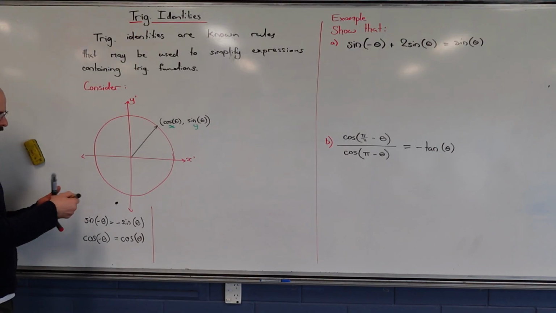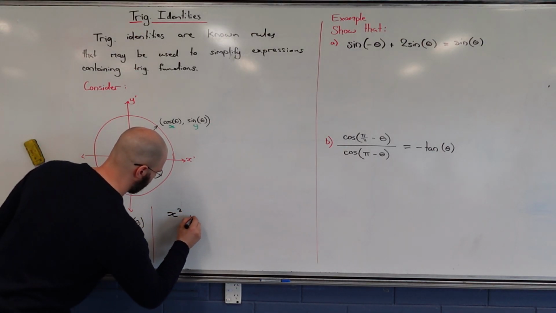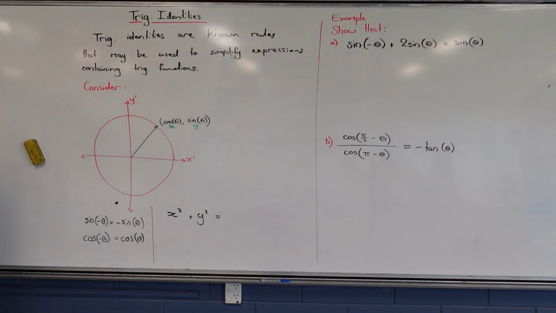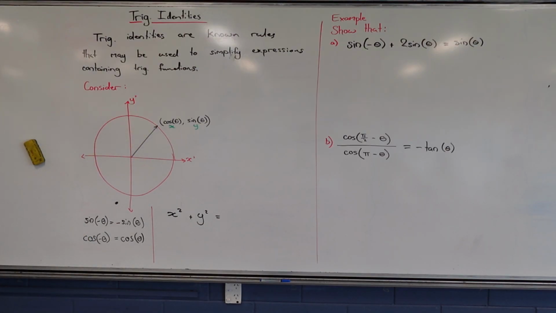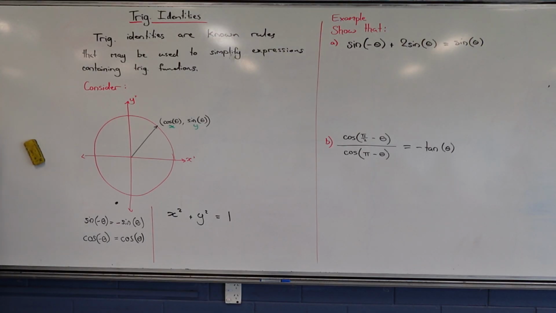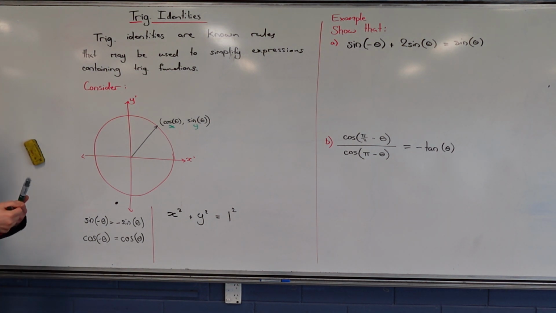I want you to think x squared plus y squared gives us the square of the magnitude of something. Now this is the unit circle, so what's the distance from the origin to the outside of the circle? 1. Now because that's 1, we could say it's 1 squared or just 1. It doesn't matter what we decide it to be.